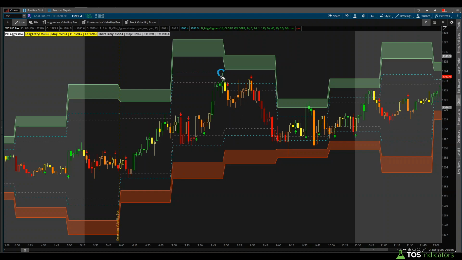We get our first signal where price is breached at the edge of an hour, but our edge signal comes in a little too late because we've already hit what would have been our first target. So no valid trade here. Then we hit our volatility box right here. And this is the first trade which starts to become valid.